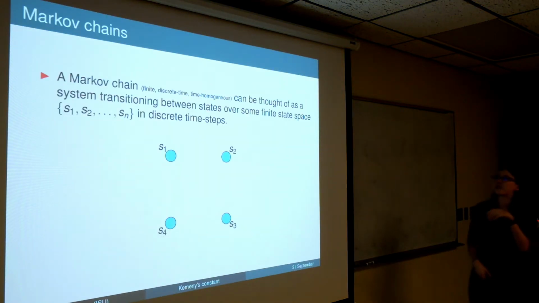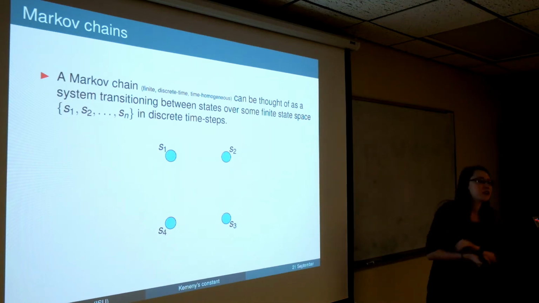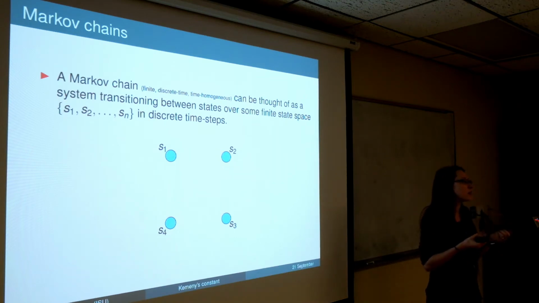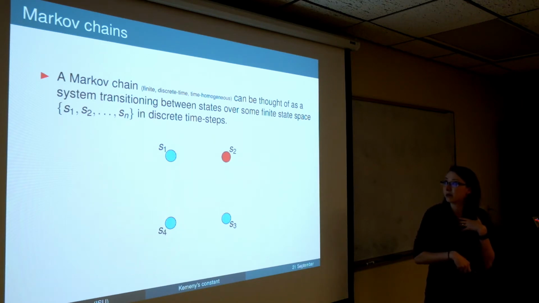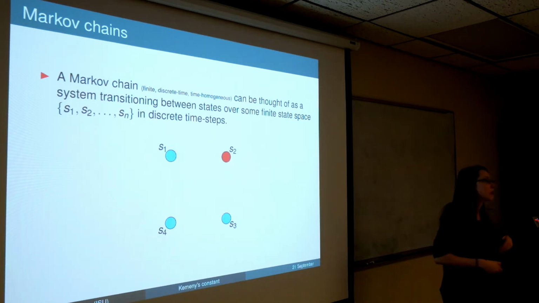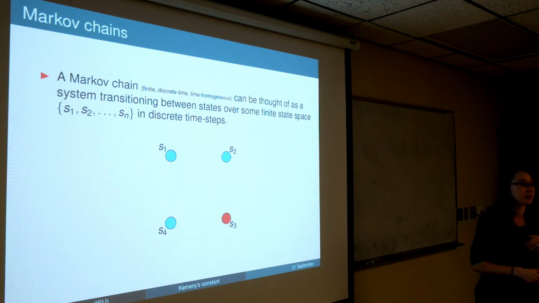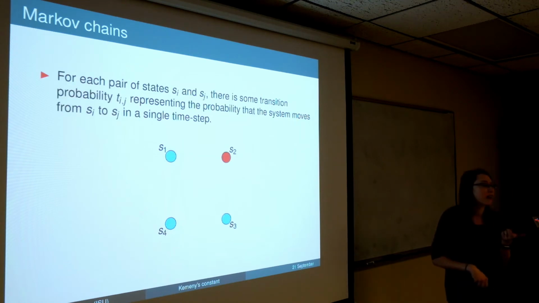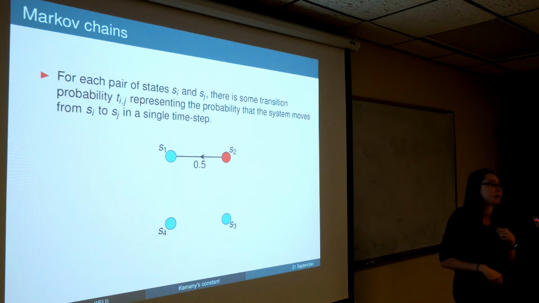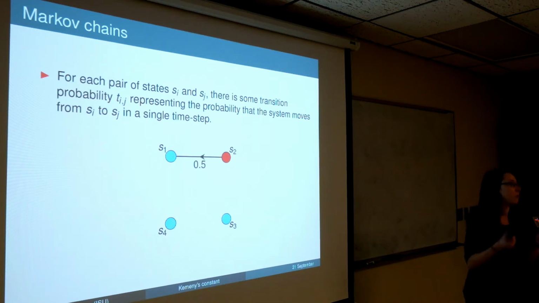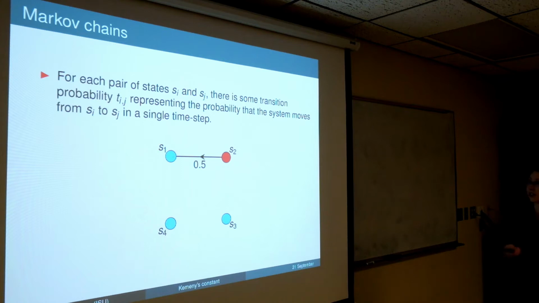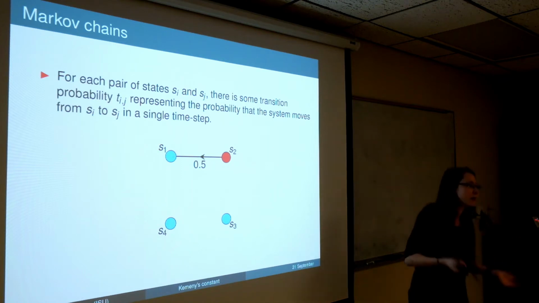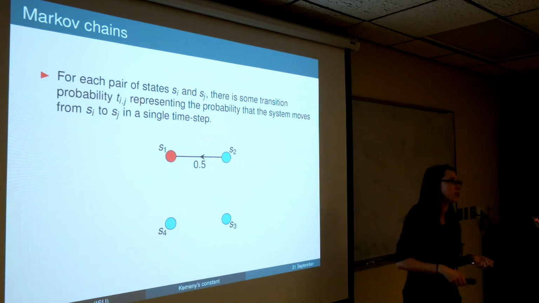And the kind of Markov chains we're going to think about, you could just think of them as a system which occupies one of a finite number of states at any given time. And then in discrete time steps, it transitions from one state to another. And for every pair of states that I have, there's some transition probability dictating how likely I am to make that transition. So here from state 2 to state 1, there's a probability of 0.5 that I make that transition.